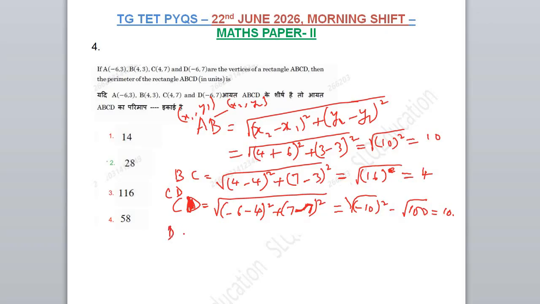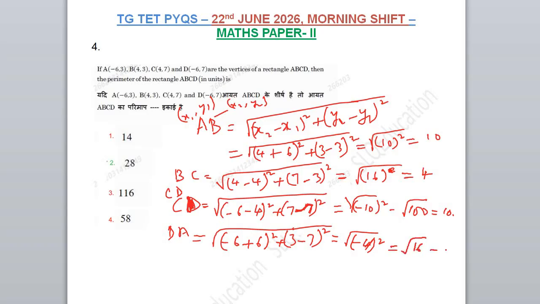Then the last one, DA. First coordinates x1, y1, second coordinates x2, y2. So here we take minus 6, minus of minus is plus 6. So (minus 6 plus 6) whole square, that is 0, plus (y2 minus y1) that is 3 minus 7, whole square. So this is the square root of minus 4 whole square. Minus 4 whole square is 16, and the square root of 16 is 4.